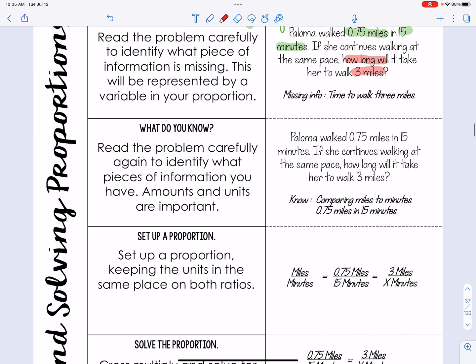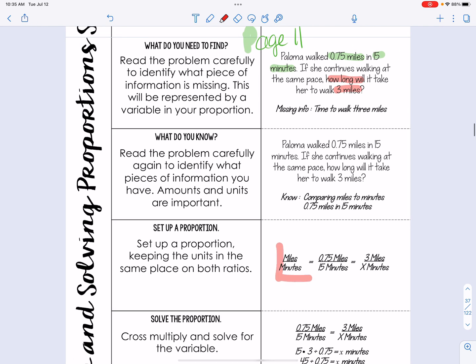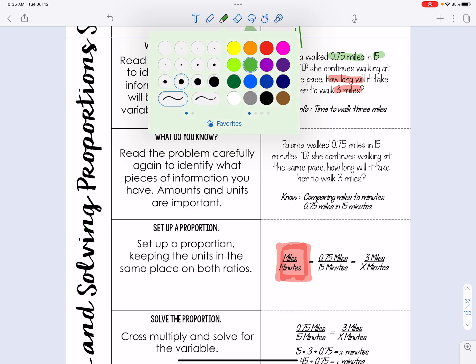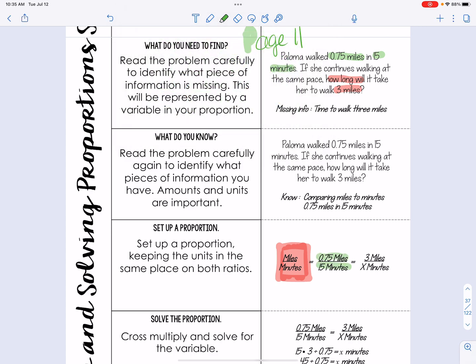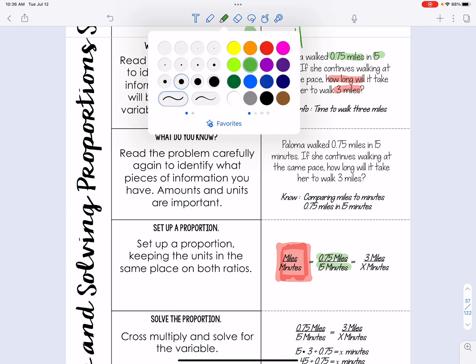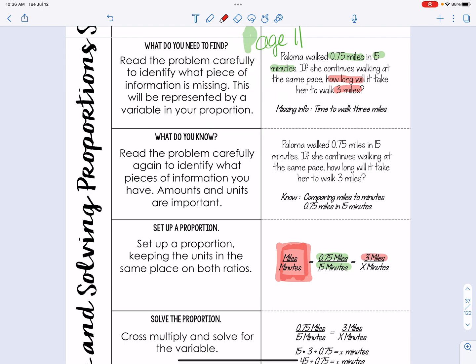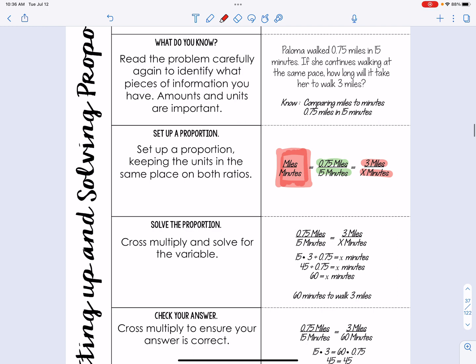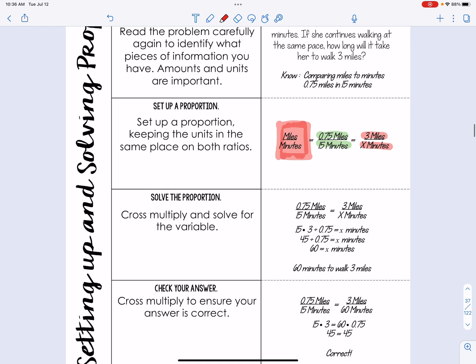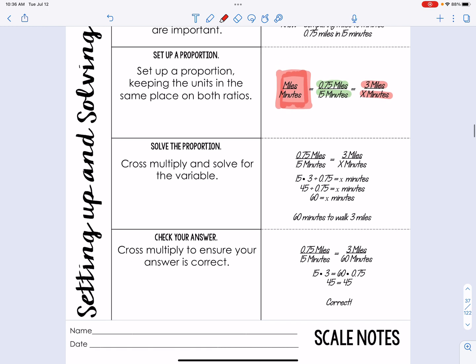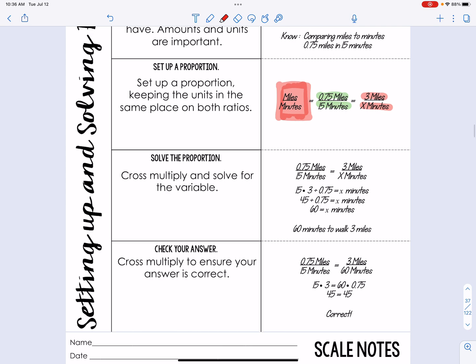And if you notice here, they set up that little thing like I set up earlier where I put it in words. So I'm going to do miles over minutes. We know she did 0.75 in the green. We know she did 0.75 in 15 minutes. And now we know she's going to go 3 miles. How long will that take? So then we do our cross multiplying and we get 60 minutes. And then you can put the 60 back in and see if they're equivalent. And I get 45 on both of them.